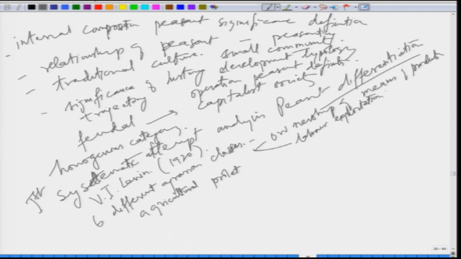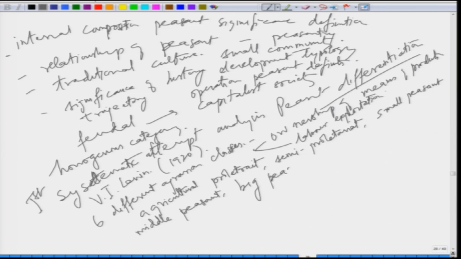agricultural proletariat, that is one. Then we see the semi proletariat, that is the second category. We have the small peasant, then the middle peasant, and also the big peasant, and finally we have the big landowners. So I think these are the six different agrarian classes spoken about by V.I. Lenin in terms of the differentiation of the peasantry.